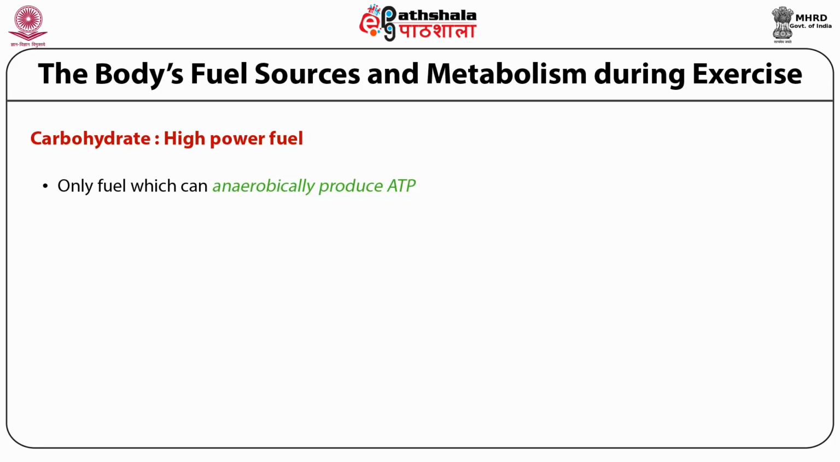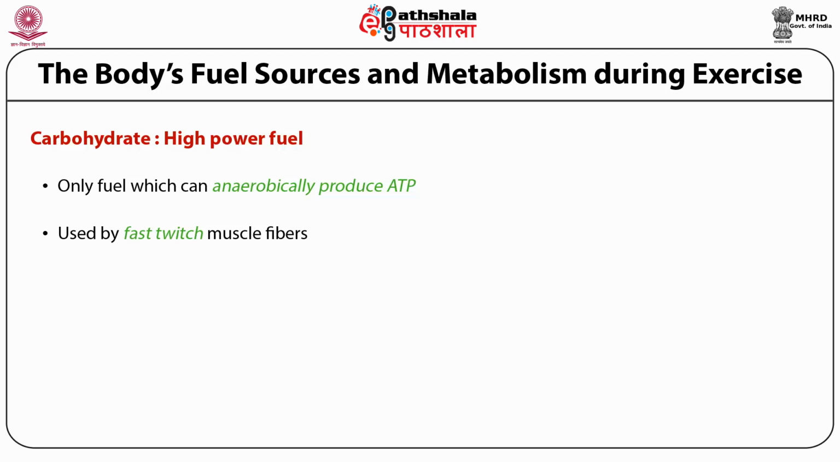Carbohydrate produces ATP quickly and it is the only fuel which can produce ATP anaerobically. It aids in fat metabolism because in order to burn fat effectively, a certain amount of carbohydrate must be broken down. It is used by the fast twitch muscle fibers.